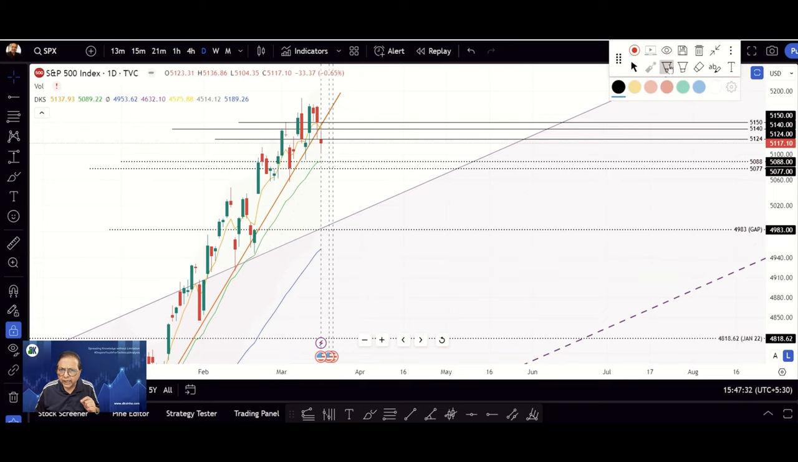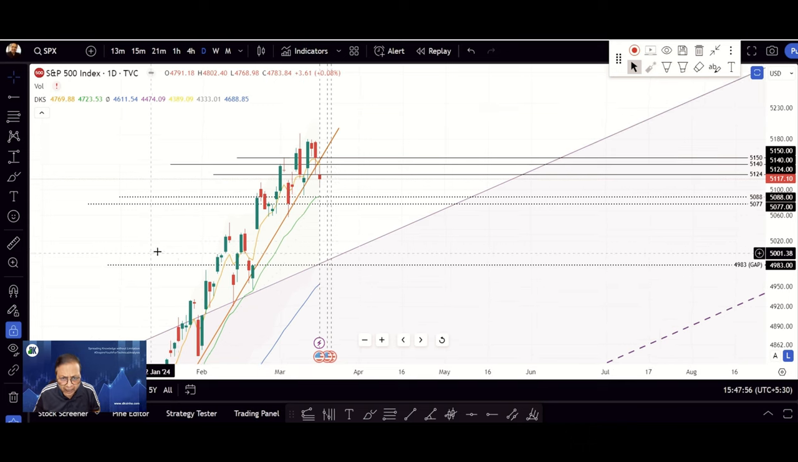So if we look at the price action, this is an area which is very, very important, where the price consolidated for several days and it has a confluence of EMA 21 as well. So 5077 to 5088 is an immediate demand area in the S&P 500, or a support zone. On an upside move, this area will act as a great resistance.